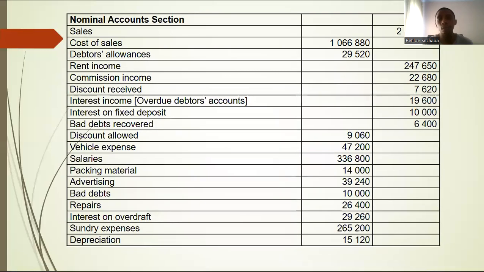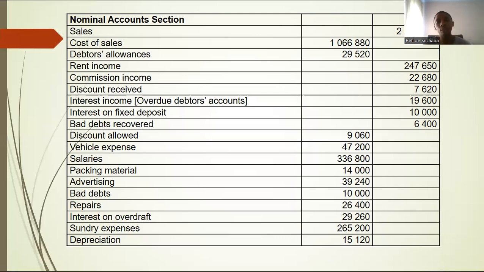Then we've got sales. Sales is 2,292,660. We've got cost of sales of 1,066,880. You have debtors allowance of 29,520. Remember, in the income statement, you're going to subtract the debtors allowances amount from sales. So you will take the 2,292,660 and minus that 29,520. We've got rent income.